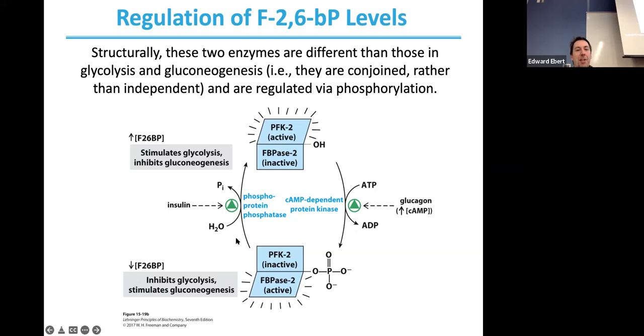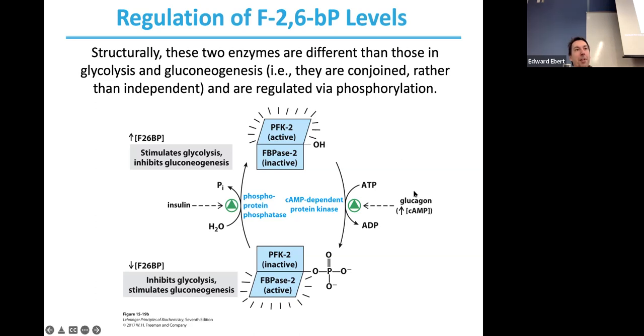We're going to see this that's going to activate this phosphoprotein phosphatase, which will dephosphorylate this bifunctional enzyme and turn on the PFK2, the kinase part, and turn off the phosphatase part.